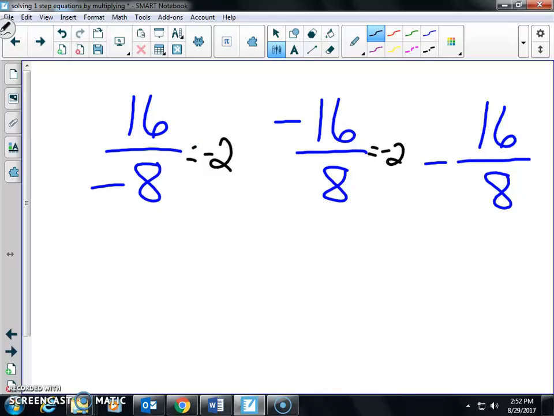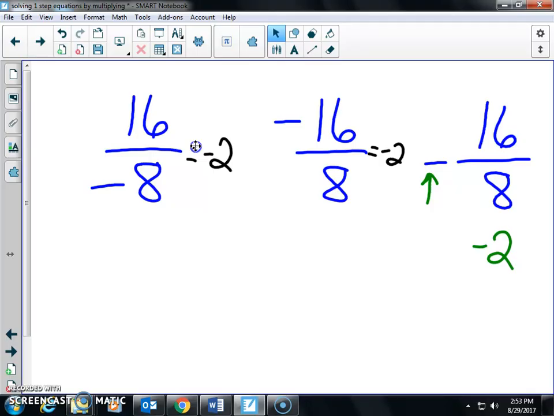Now, if you look at the one on the right, it's a little more confusing. The negative sign is what I call out in front. So the technical, or mathematical, way of reading that is that the negative sign out in front actually means the opposite. So we're saying the opposite of 16 divided by 8. Well, 16 divided by 8 is 2, but I want the opposite. I want negative 2.